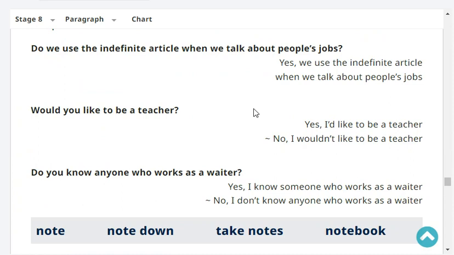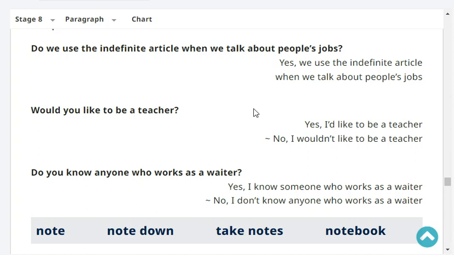Yes, we use the indefinite article when we talk about people's jobs. Would you like to be an actress? Yes or no? No, I wouldn't like to be an actress.